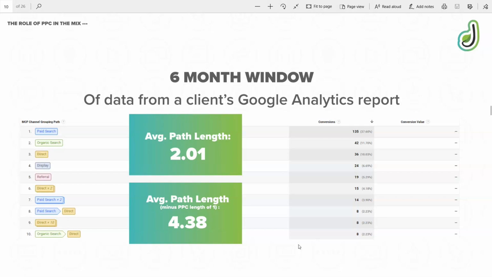If you look at the one below that, paid search times 2, this means they clicked on an ad, but at that point, they were not ready to convert. They searched again later, clicked on the ad, came through again, and then they converted.